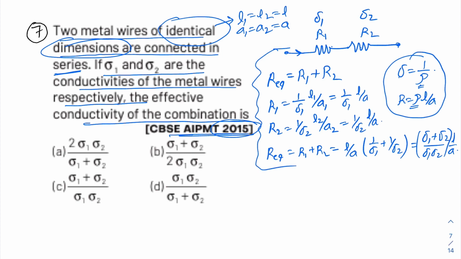Now this R equivalent we can write equal to 1 by sigma equivalent into length. What will be the length? The total length will be L plus L, that is 2L. Very important: its length will be 2L, because the two conductors are connected in series, so the total length will be L plus L. But the cross-sectional area will be the same.